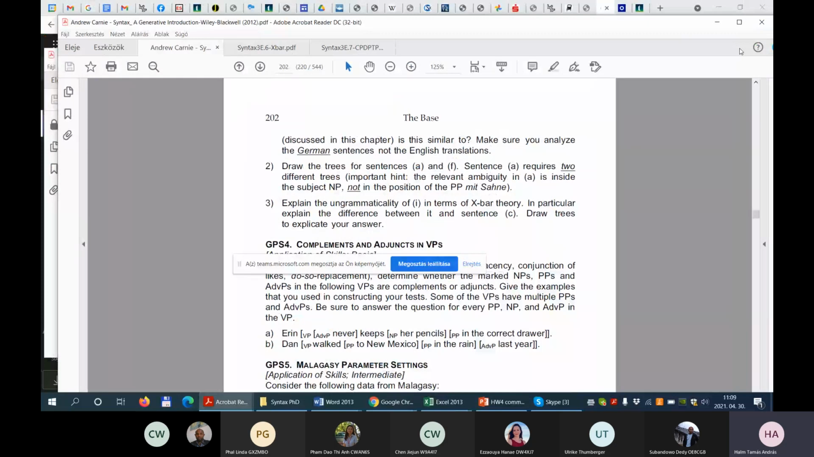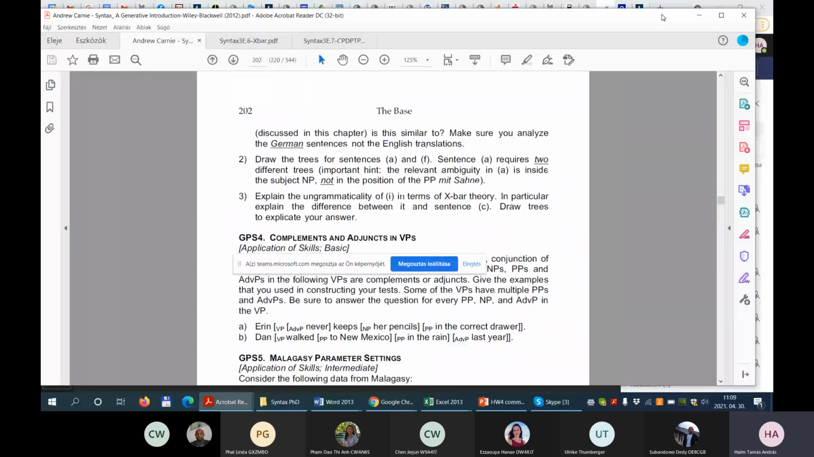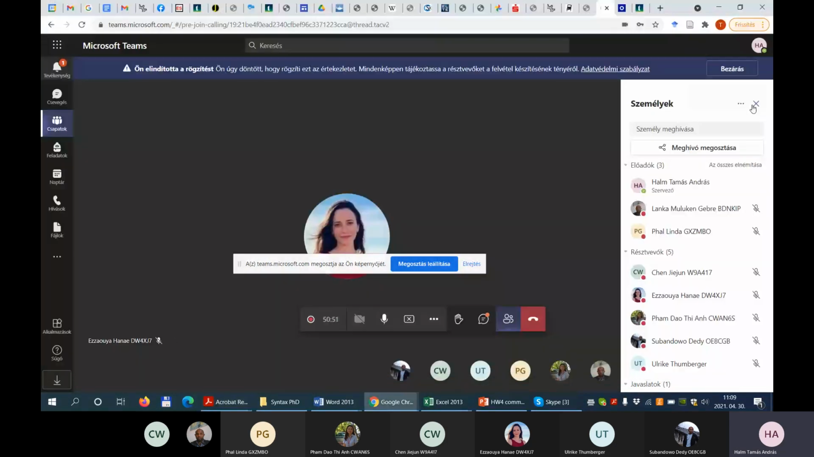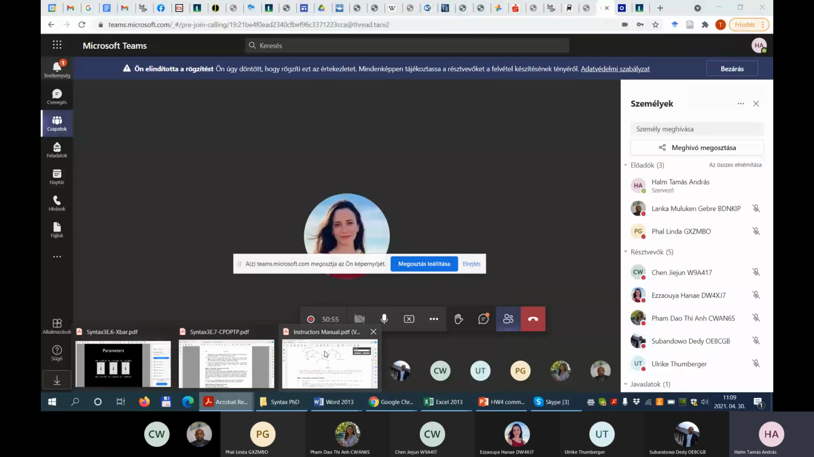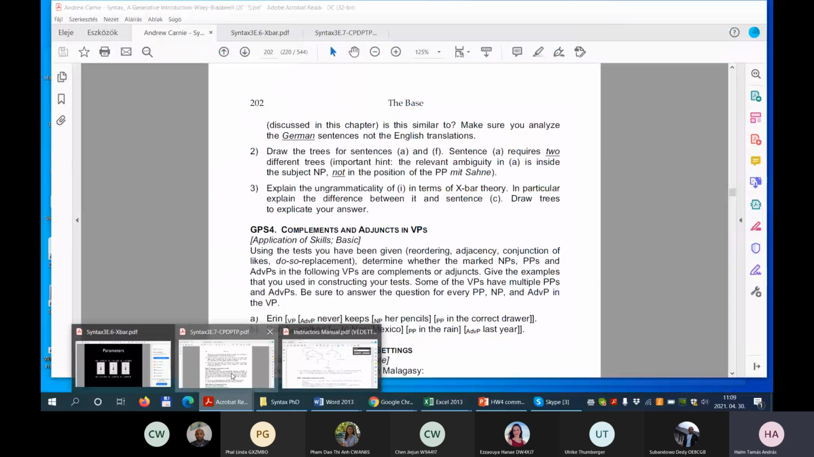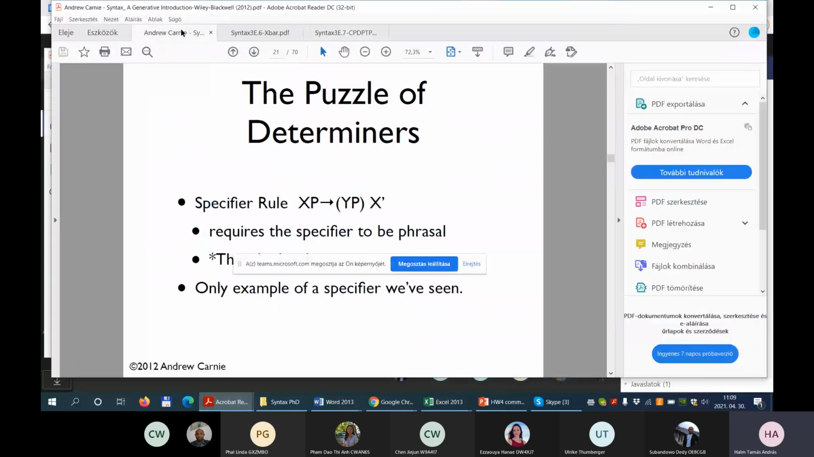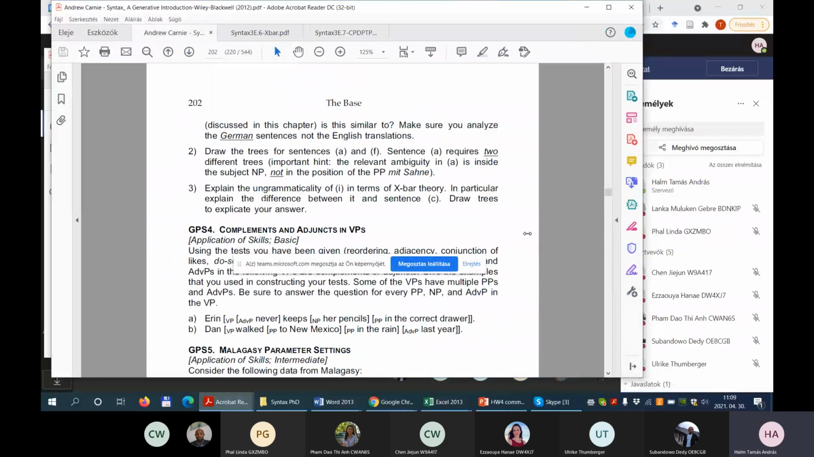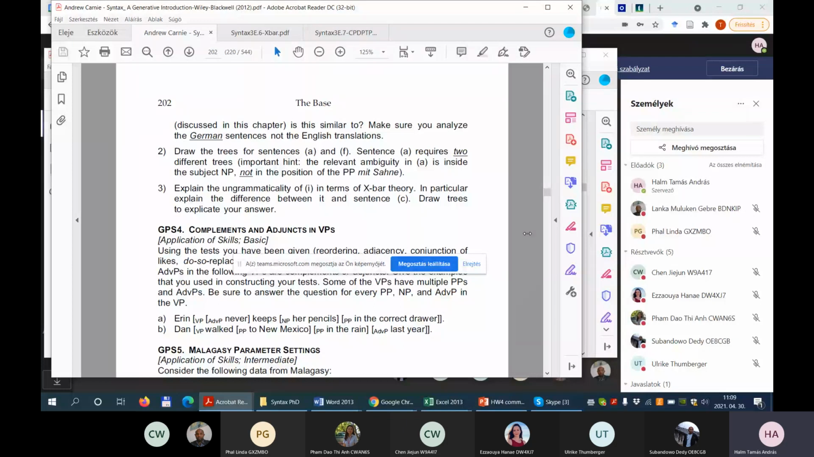So Ulrike brought our attention to the difference between "Erin never keeps her pencils" and "Erin never keeps her pencils in the drawer." And indeed, I agree that there seems to be a difference between the two, because the first one means that she loses her pencils all the time, right? And the other one means something like she places her pencils somewhere.